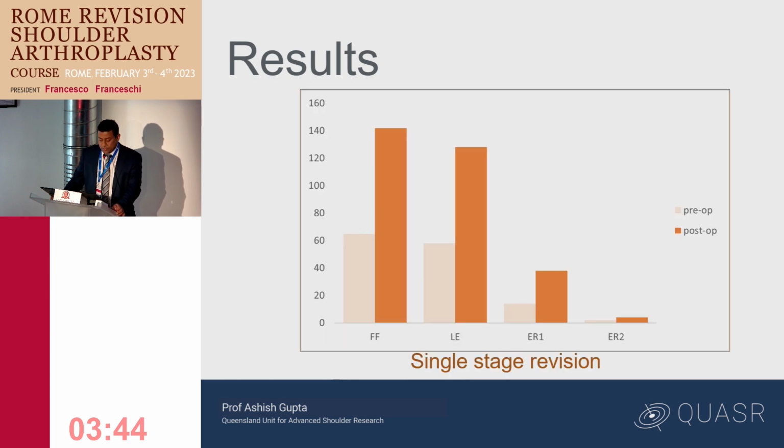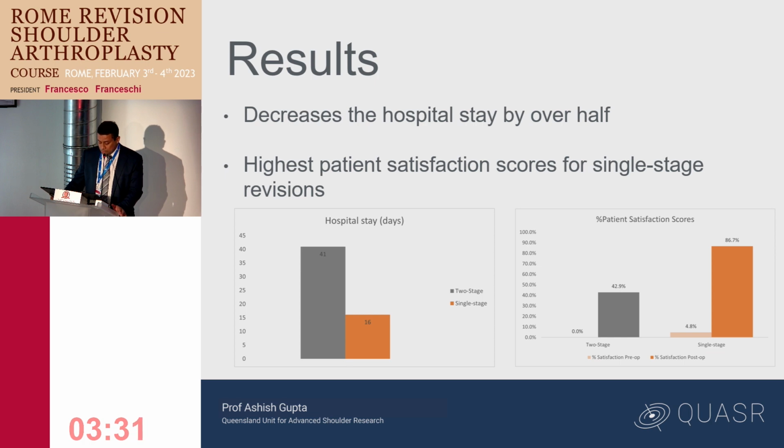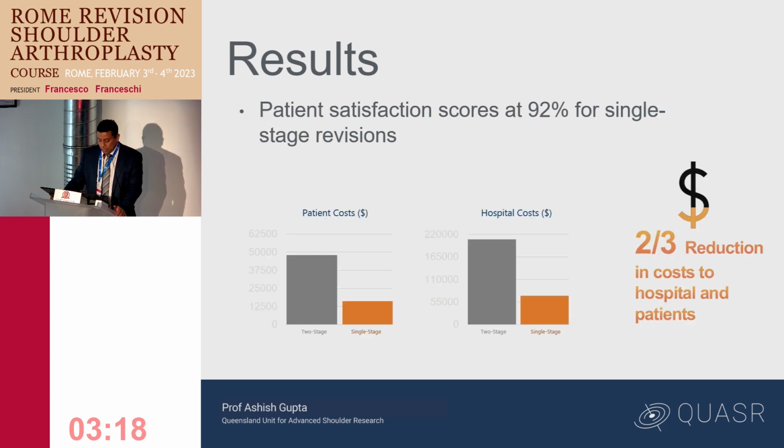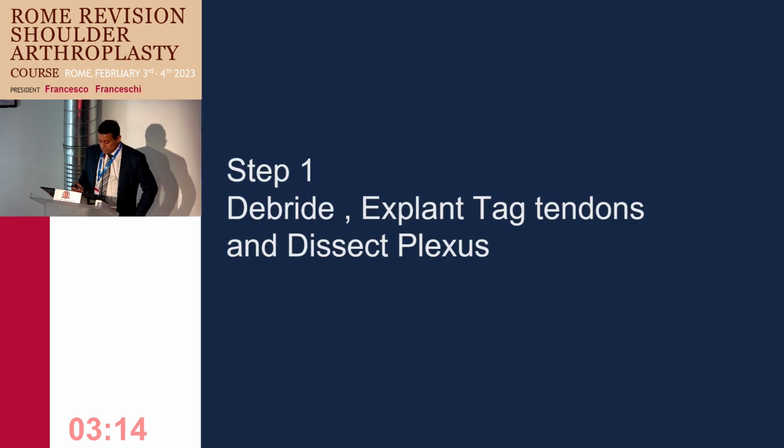Mean forward elevation with a single stage compared to a 2-stage procedure for me is 140 degrees of elevation, and I've managed to get an external rotation of 40 degrees, which was a challenge with 2-stage revisions for me. The hospital stay is reduced. I keep the patients in hospital for 2 weeks, so it's 16 days, and you can see that the patient satisfaction is much, much higher compared to a 2-stage undertaking. And in Australia, we've saved around $250,000 per case as well.